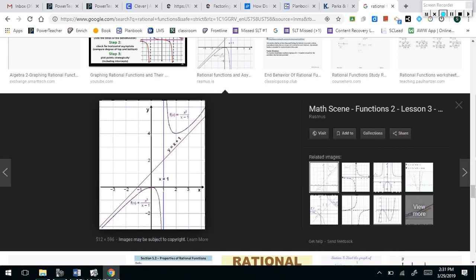Okay, so I just wanted you to get a feel of what they're kind of going to look like as you graph it. Okay? How many points are we going to add? Don't worry about that. Don't worry about it.